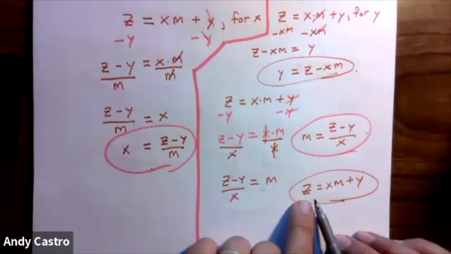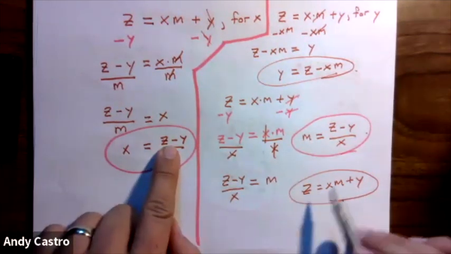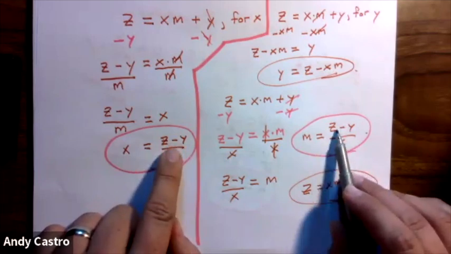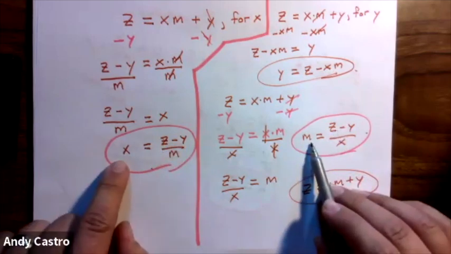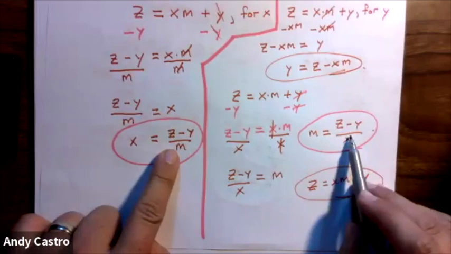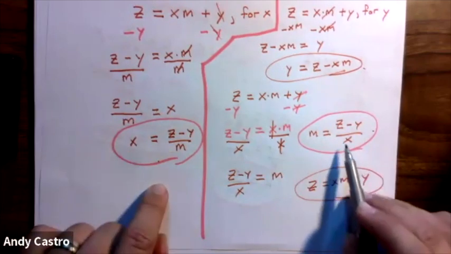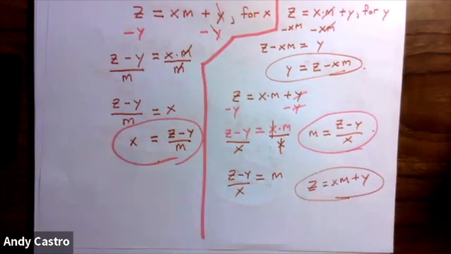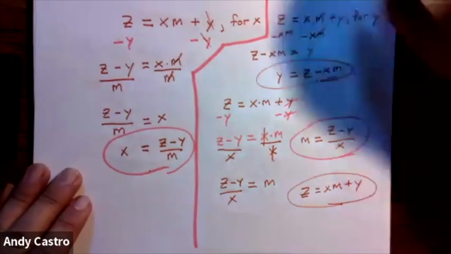When you subtract y from both sides, you're going to have z minus y in both of the equations for x and m. Then you're going to divide by m if you're solving for x, or by x if you're solving for m. So you can see some relationships emerge there.